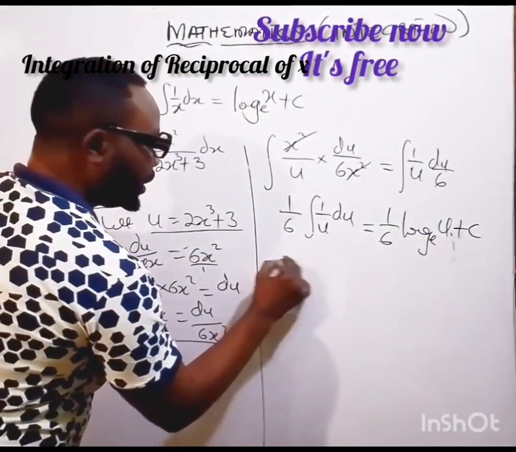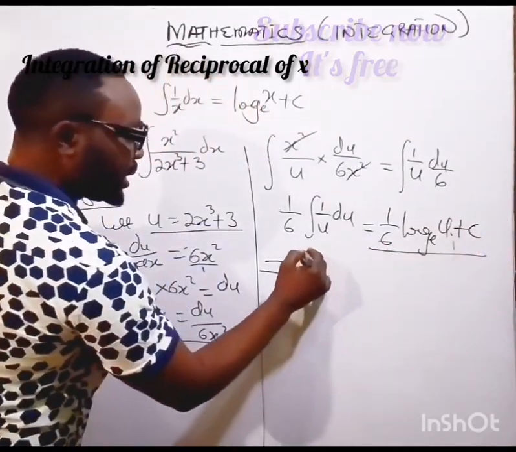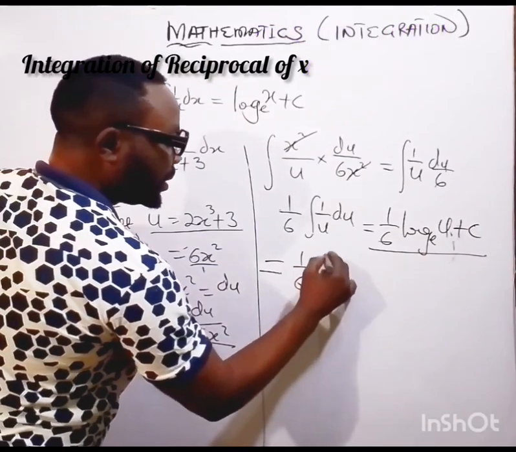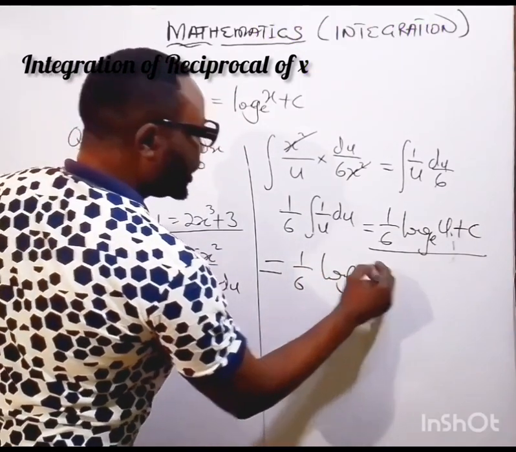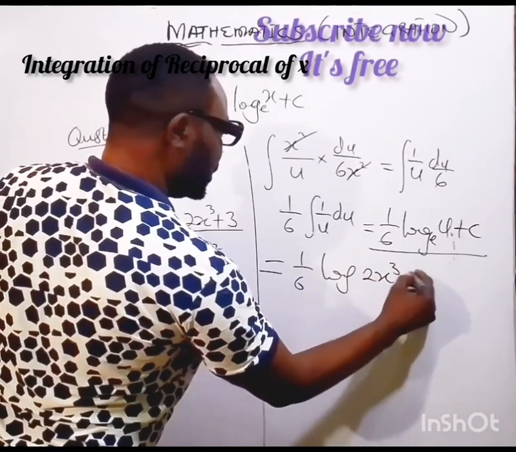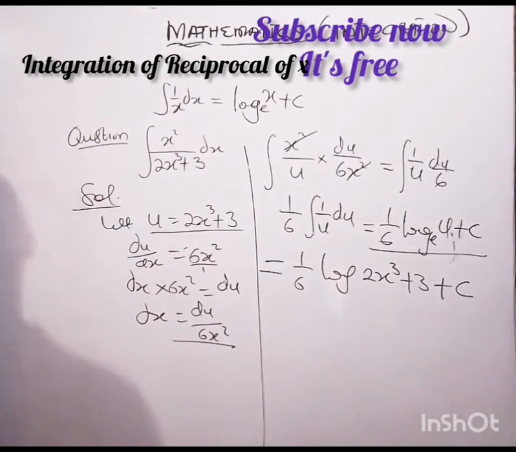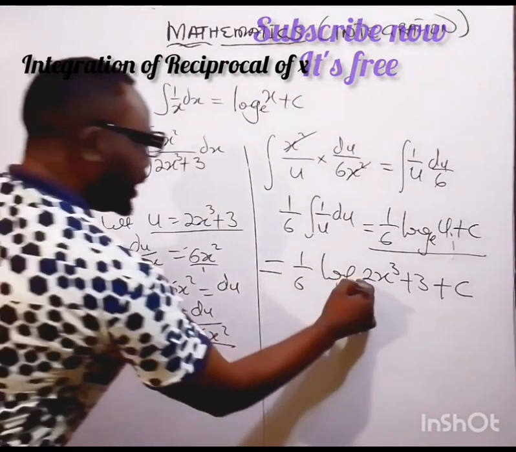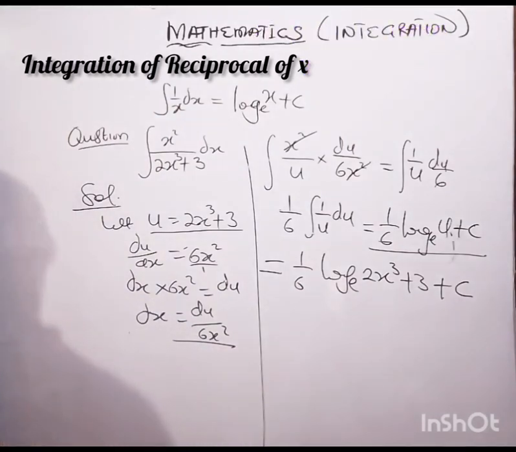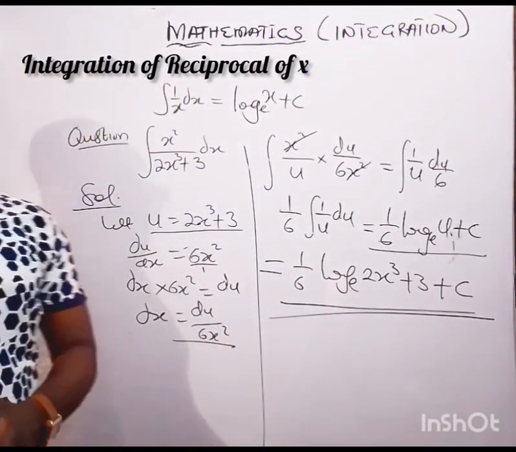We are going to have the expression becoming, we have started the integration from here. Once we have added the c, 1 over 6 log, what is the value of u? 2x cubed plus 3, plus c. 1 over 6 log base e of 2x cubed plus 3, plus c. That is the answer to that expression.